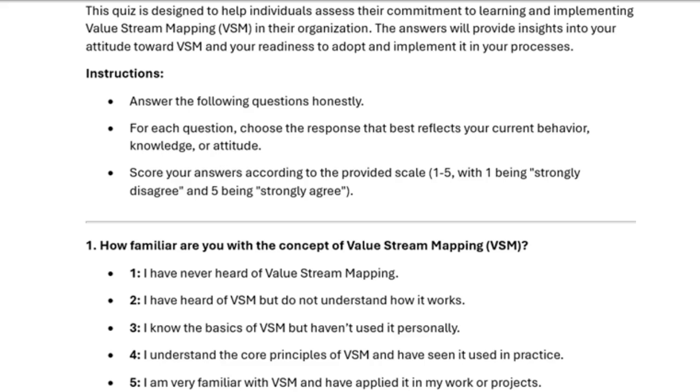How familiar are you with the concept of value stream mapping? I have never heard of value stream mapping. I have heard of VSM but do not understand how it works.